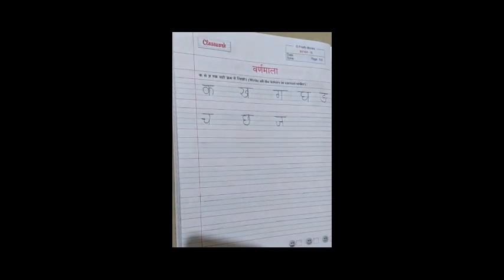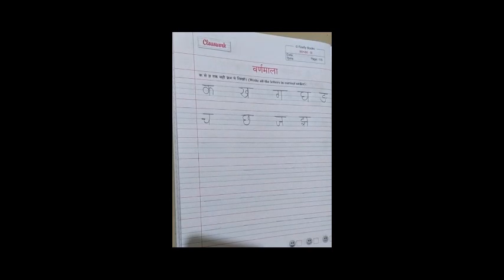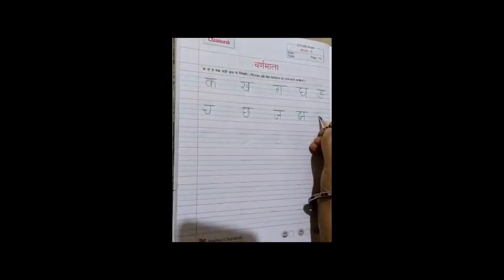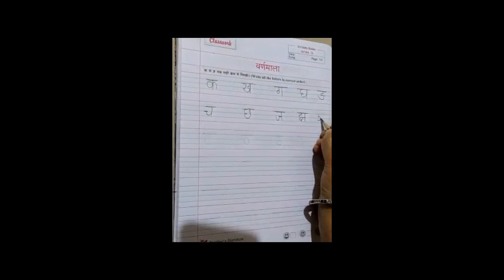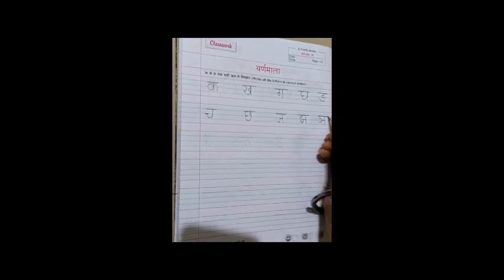a sleeping line and a standing line and a sleeping line over head. Ja se jahaj. Uske baad hai jha. Jha, how do we write? A standing line like a S, a curve inside, a sleeping line in the middle, standing line and a sleeping line over head. Jha se jahaj. Cha, chha, ja, jha aur nya. Nya kaise likhte hain? A C, a sleeping line, a standing line and a sleeping line over head.